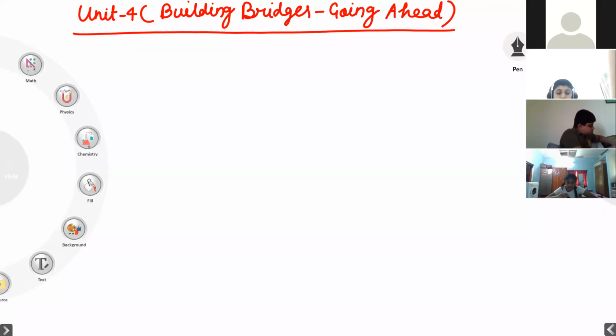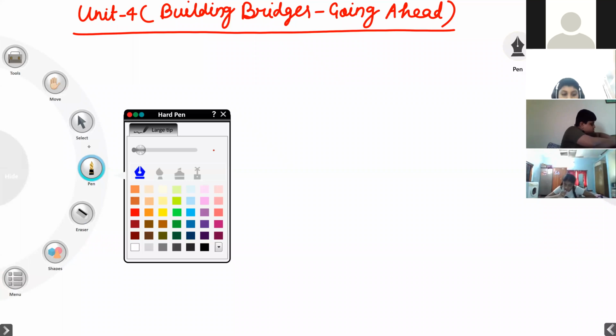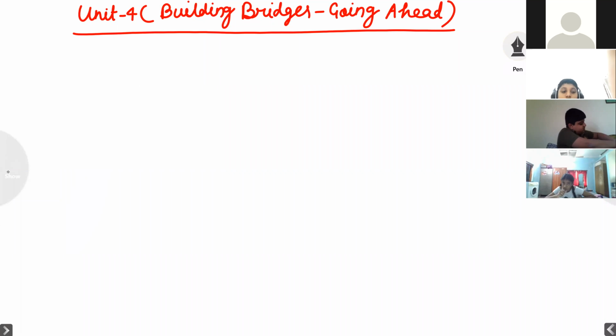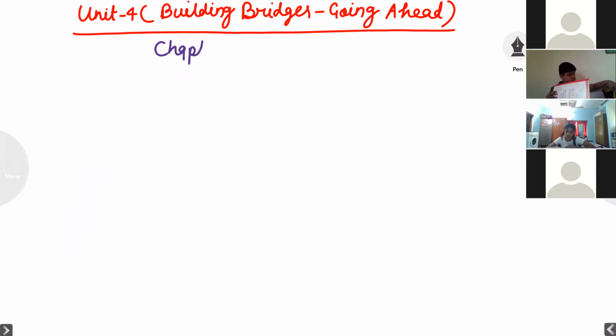The title of Unit 4, Building Bridges. Going ahead. Chapter 2, we are learning. Already we are going to complete Chapter 2, Unitary Method.